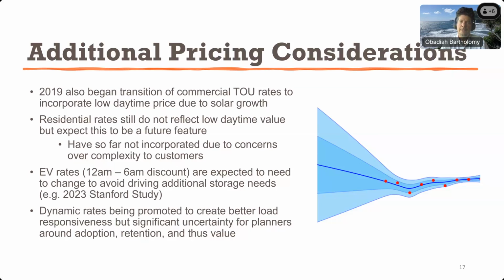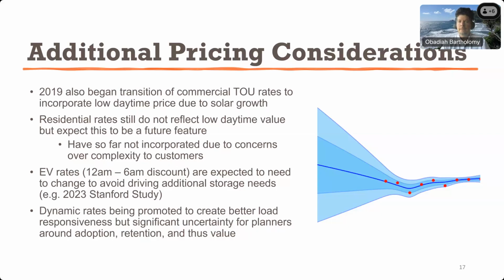I'll mention our EV rates are another one we're really zeroing in on. Currently, those are a 12 a.m. to 6 a.m. discount, and they're driving a pretty significant winter early morning peak beginning in about 2030, 2031. And we already know that's not ideal from a capacity investment requirement. It's going to drive a need for additional storage to serve that overnight peak, as was seen from the recent Stanford study last year.